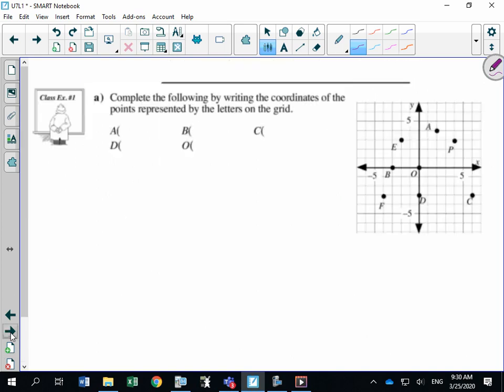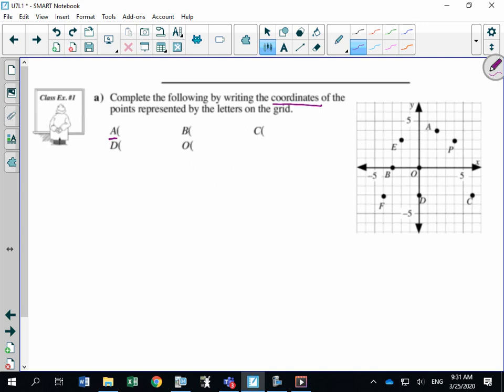All right, let's look at class example 1. I'll do the first few examples with you, and then I'm going to give you a couple extra examples that I want you to pause and do on your own. So what they're saying is complete the following by writing the coordinates of the points represented by the letters on the grid. So they want the coordinates of each letter that they give me.